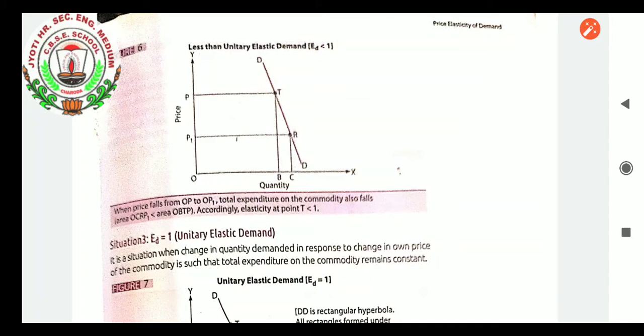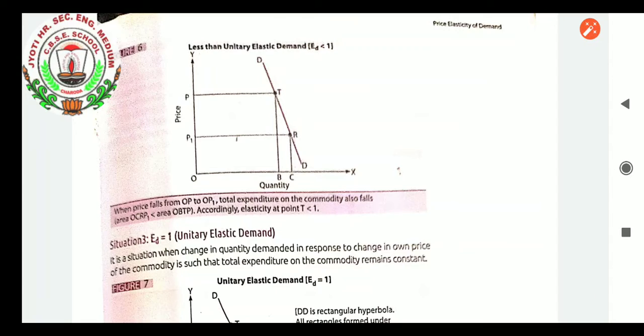Today we will be continuing with the topic price elasticity of demand. As we were learning the methods of price elasticity of demand, that is ED, let us start where ED equals 1, the geometric method of calculating price elasticity of demand. As I already introduced to you in the last class before Dussehra holidays, elasticity of demand less than 1, elasticity of demand greater than 1, elasticity of demand equals 1.